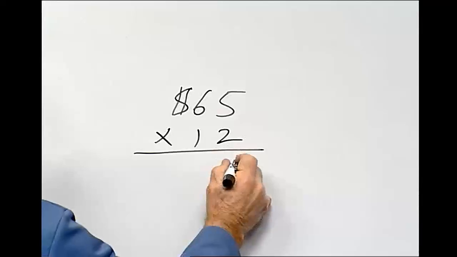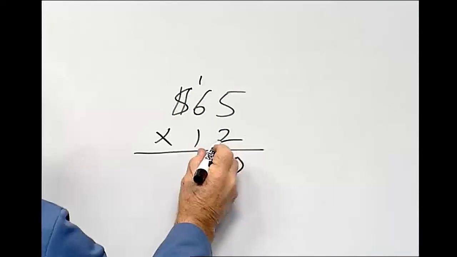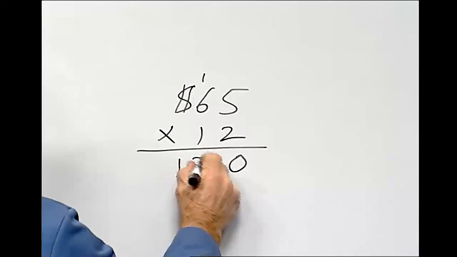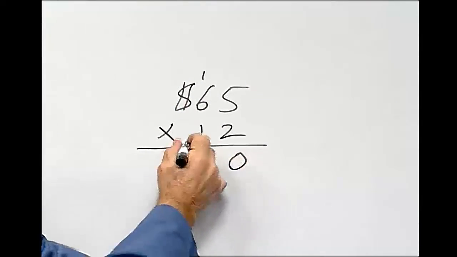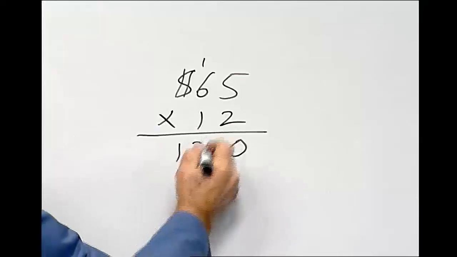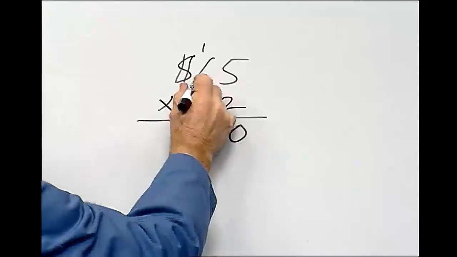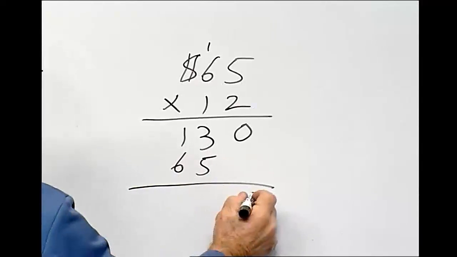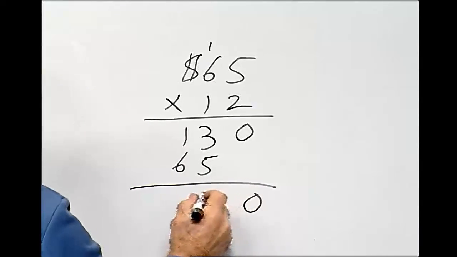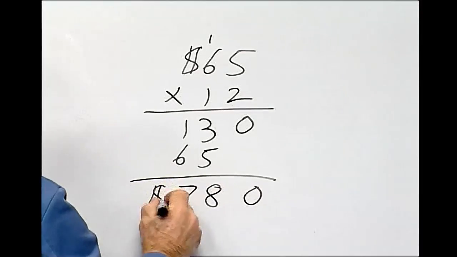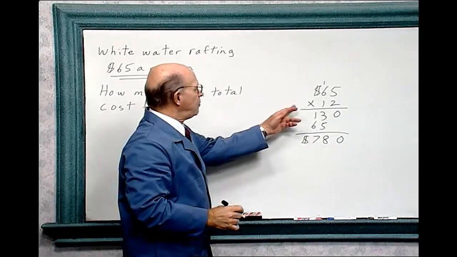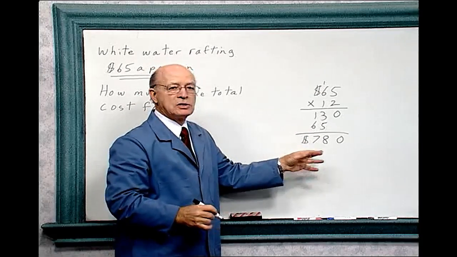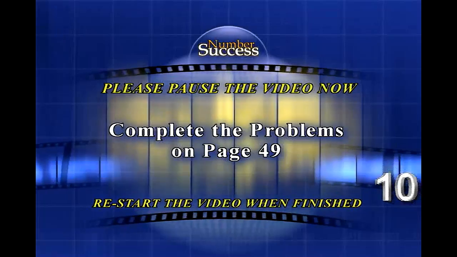2 times 5 is 10. Carry the 1. 2 times 6 is 12. Plus 1 is 13. And 1 times 5, remember, to go in 1 is 5. And 1 times 6 is 6. Add the numbers together, 0, 8, 7. So for 12 people to go whitewater rafting, it costs $780.